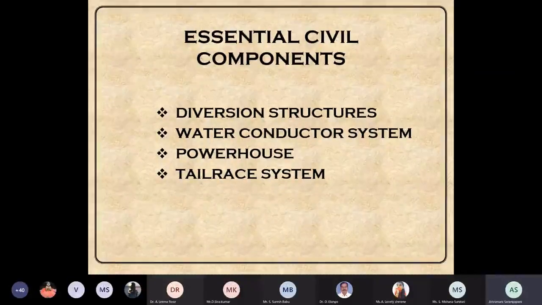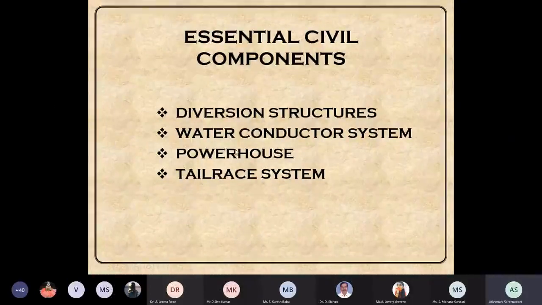After that comes the tailrace channel. After the water has been used by our turbine, that water has to be put back into our river. So that will be diverted through the tailrace system. That may be a channel or a tunnel. That also we will see in detail below.